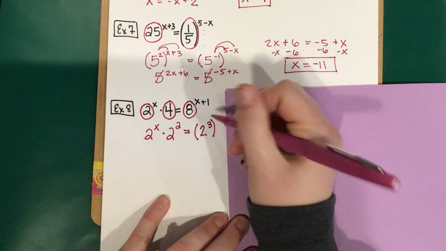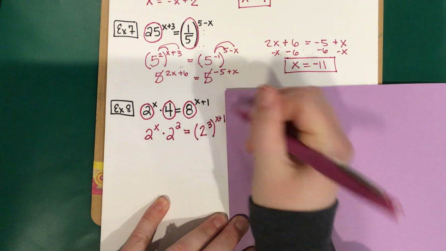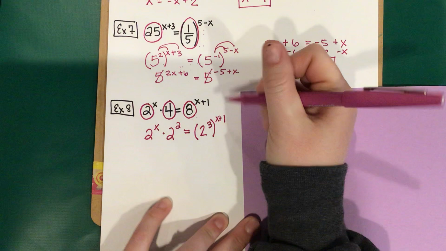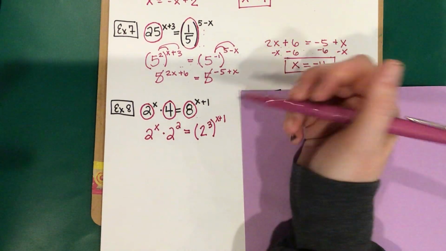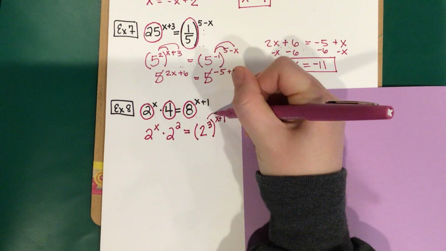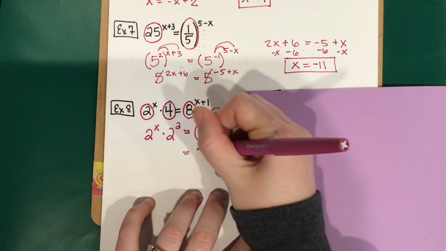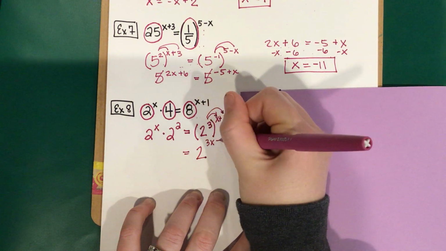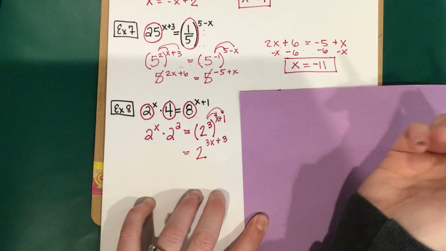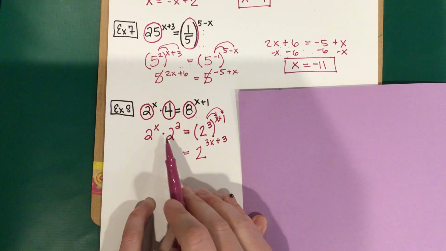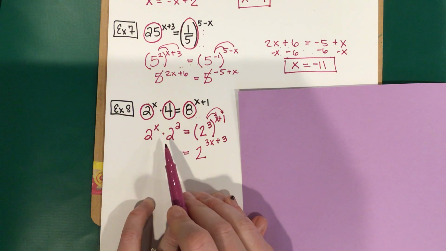And then I need to include that x plus 1 on the outside. So as I'm including this x plus 1 here, this is telling me that I need to distribute this. So this becomes 2 to the 3x plus 3. Well, now over here, I have the same base.